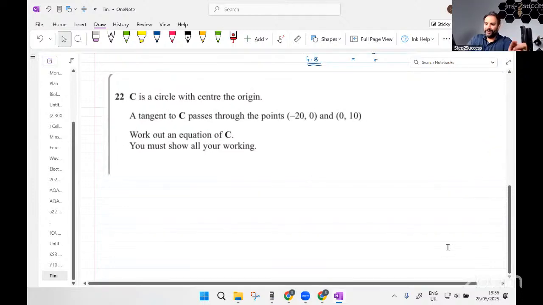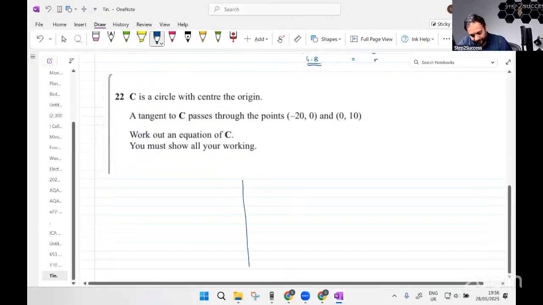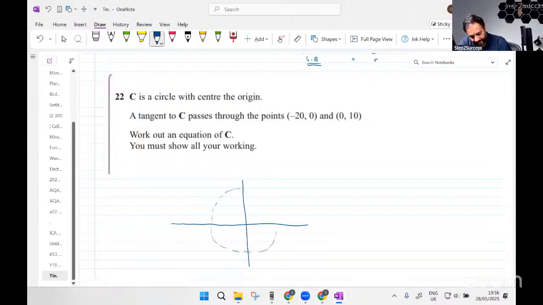C is a circle with a center origin. Now, at GCSE level, you do come across some circles, okay? Those circles will always, on a graph, have a center at the origin, always. Beyond the GCSE, they will move around a bit more. But for now, it will always be at the origin. And when a circle has a center at the origin, its equation looks like this. Okay? Where r is the radius of that circle.